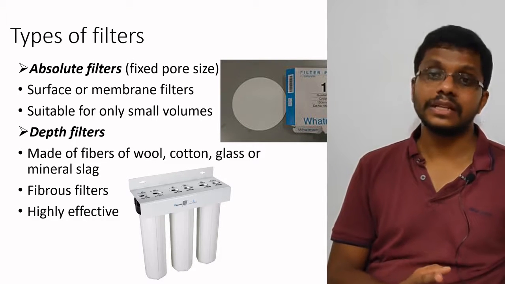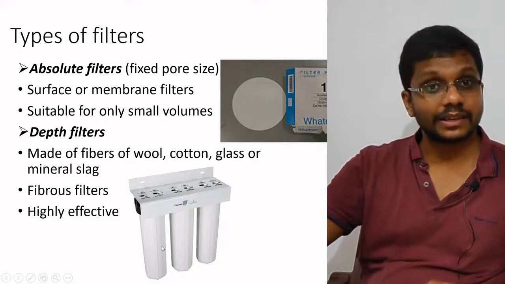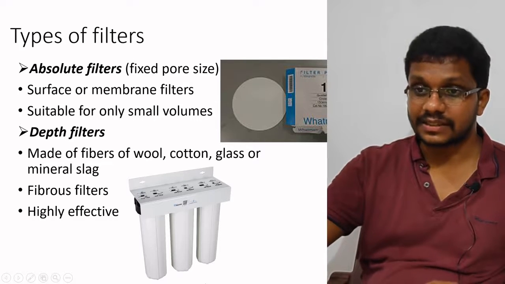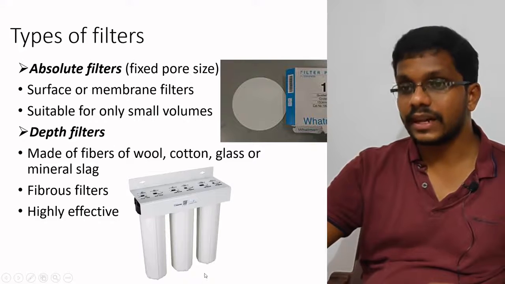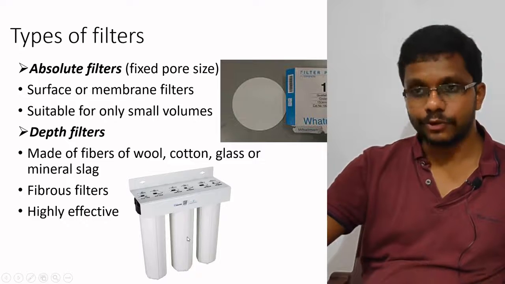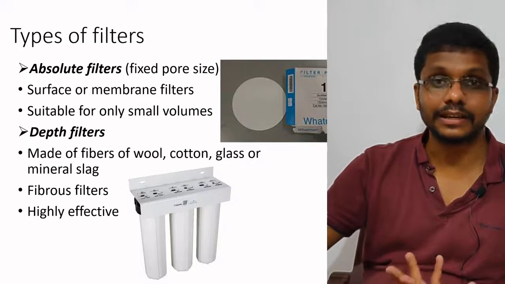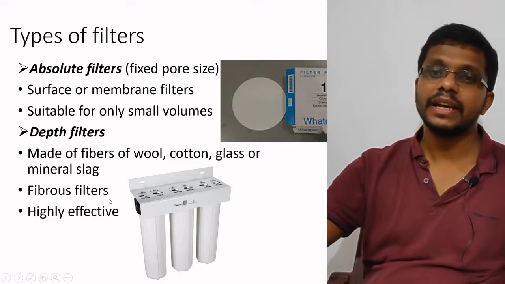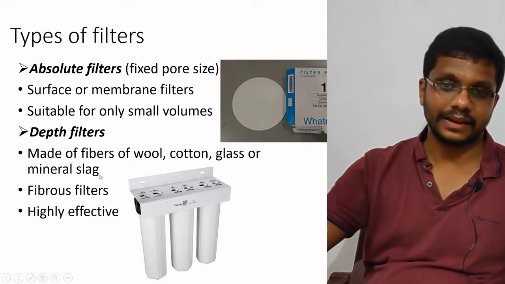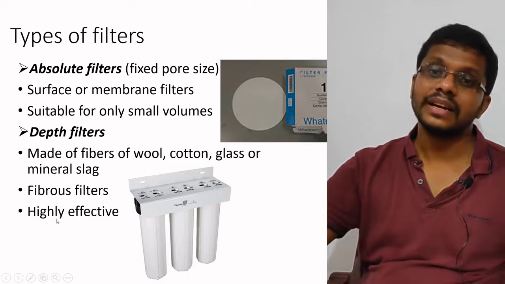For large volumes we are using depth filters. Depth filters are something like that. You might have seen it with the water purifier. It has a depth. The filtration is not happening on the surface. It happens along the whole length. These filters use internal impaction, diffusion, and electrostatic attraction, etc., to get the clean filtrate. It can be made up of fiber wool, cotton, glass, or mineral slag. These are fibrous filters because they have some fibrous components in them. It is highly effective.